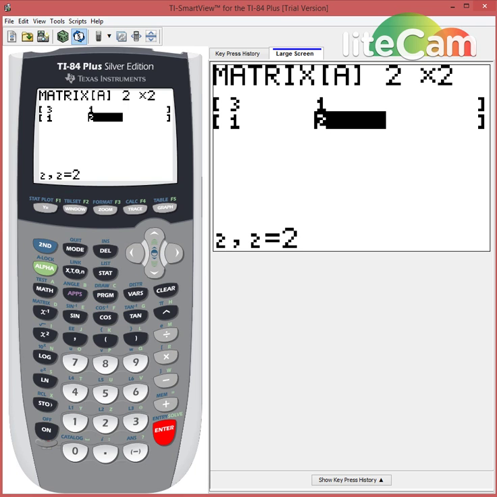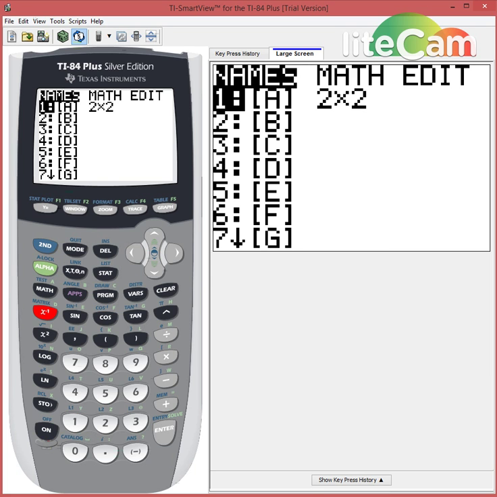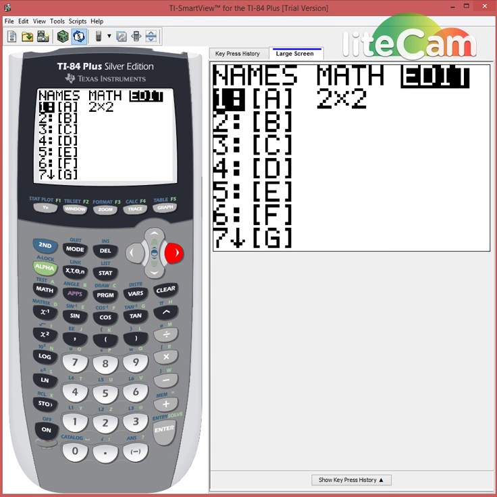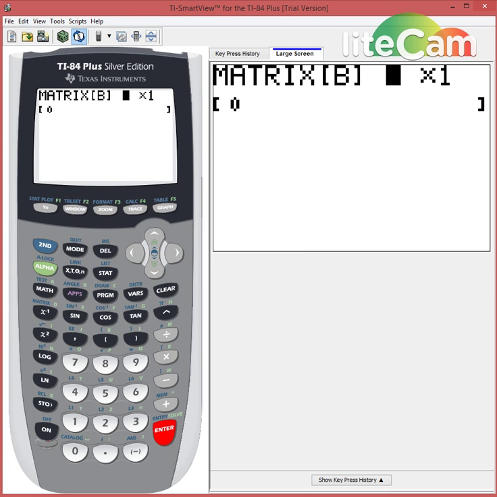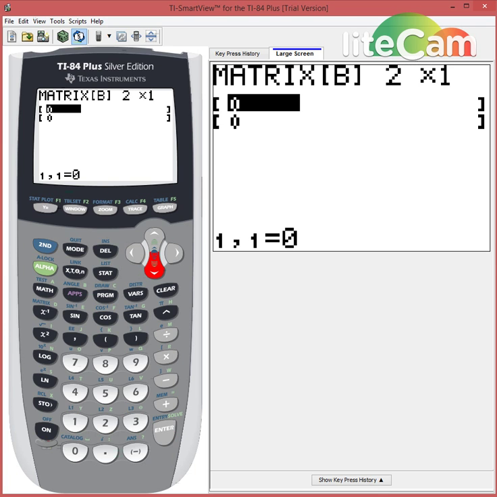Now, in order to enter matrix B, I have to use the second button again and go back to matrix. And then I'm going to arrow over to the edit and arrow down to B, press enter. You could actually press the number 2 to make it go. Let's see, we're going to enter in a 2 by 1. So 2 by 1. And then I'm going to go down and put in 15 and 10.